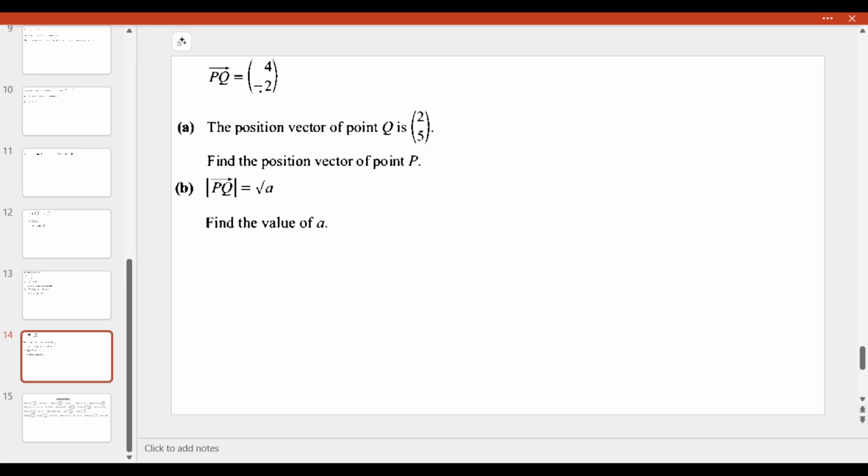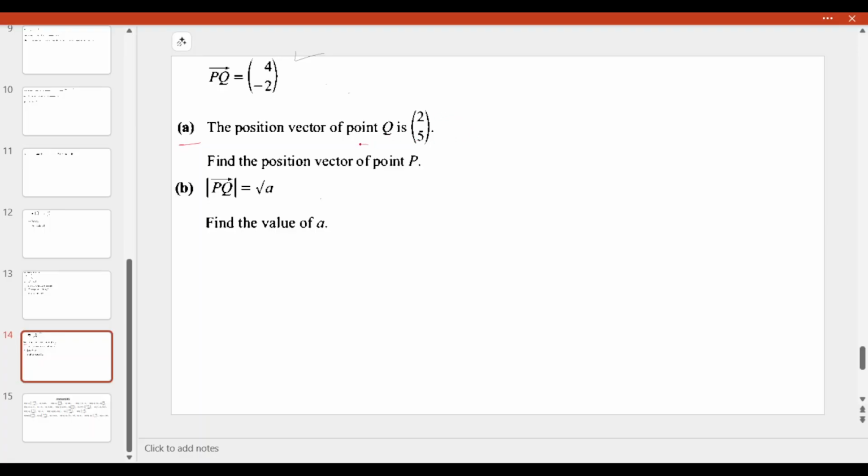Hello students, another important question on the topic of vector. The question says that vector PQ is equal to, in column form, (4, -2). Part A says the position vector of point Q is, in column form, (2, 5).